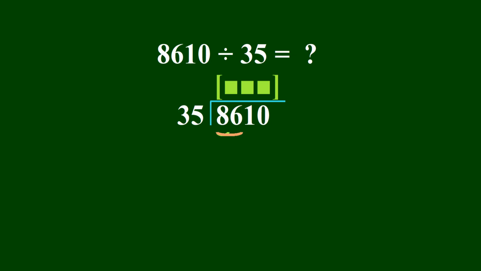How many 35 are in 86? The answer is 2. Now multiply 2 by 35, which gives us 70. Draw line and subtract 86 minus 70, which leaves us with 16.